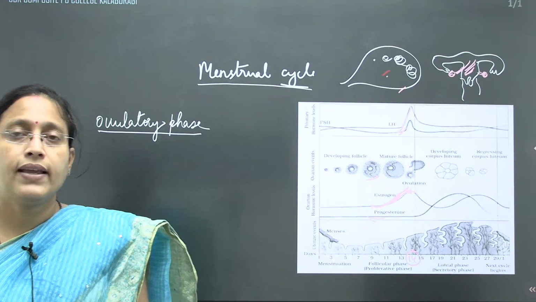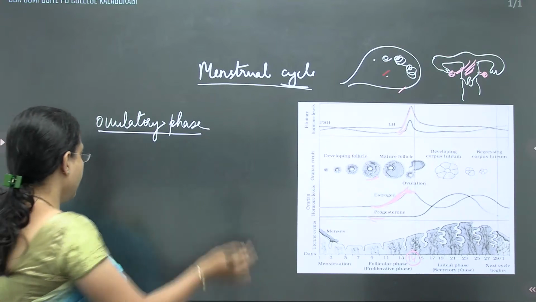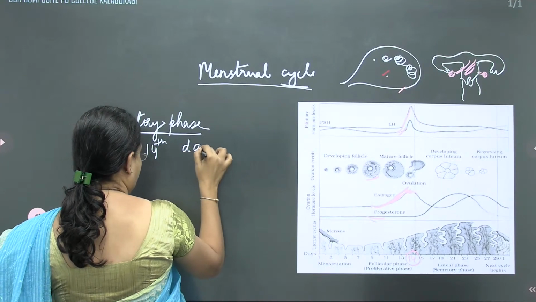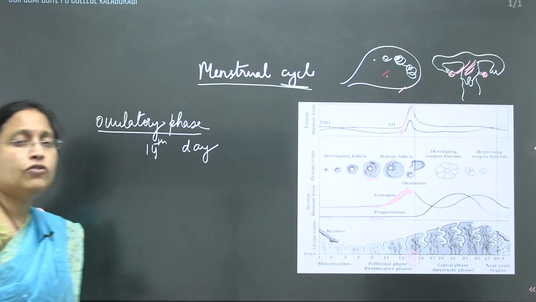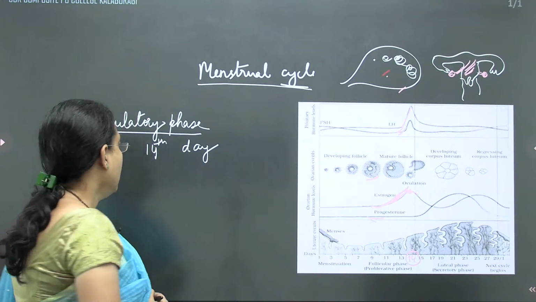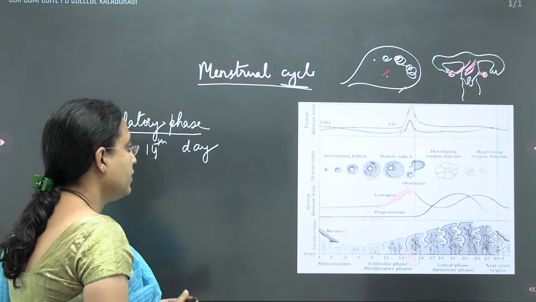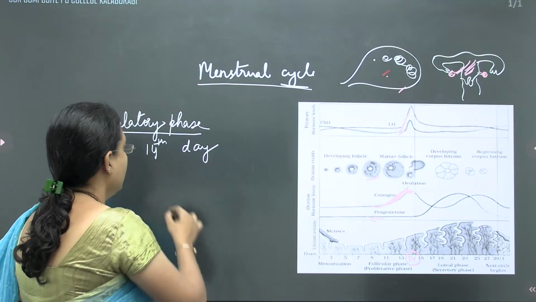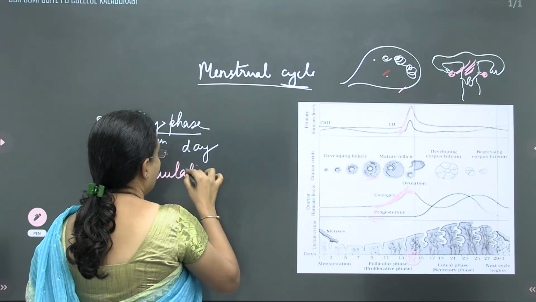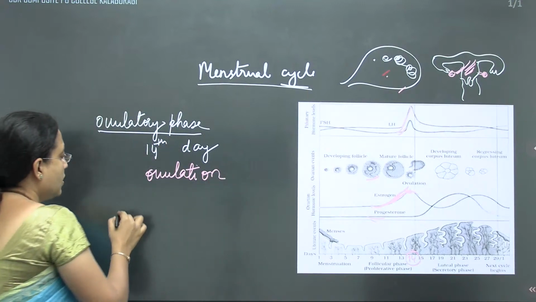The ovulatory phase is an important event. Which day will it come? It will come on the 14th day. The 14th day is average, like the middle of the menstrual cycle. So during this day, in the ovulatory phase, one of the important events occurring is called ovulation. So what is ovulation?